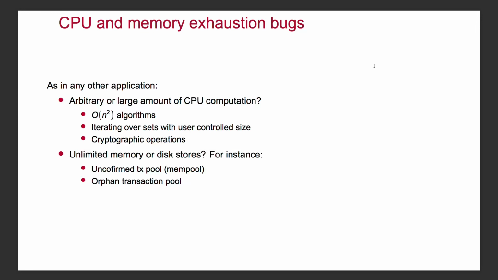There are also unlimited memory or disk store issues. There is the unconfirmed transaction pool, called the mempool in Bitcoin, and this was also a problem. It would be possible to just send transactions that never get confirmed, and the whole network starts caching these transactions endlessly and sometimes runs out of memory. And also there is the orphan transaction pool.